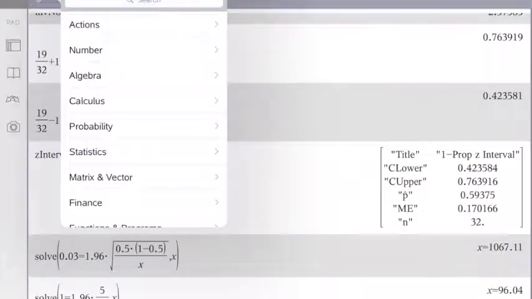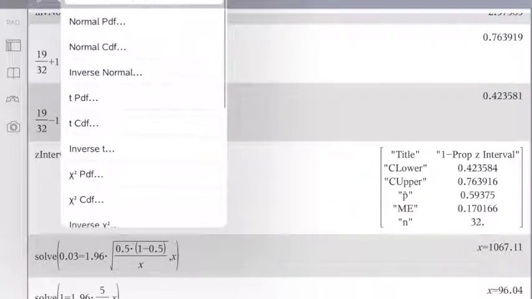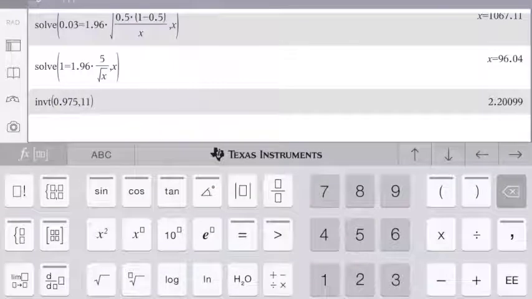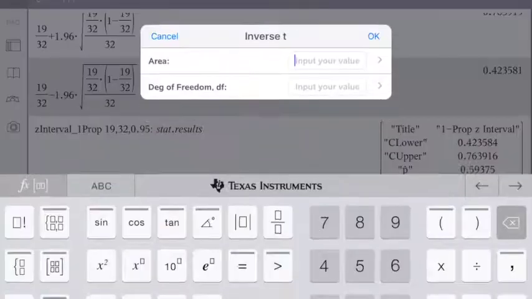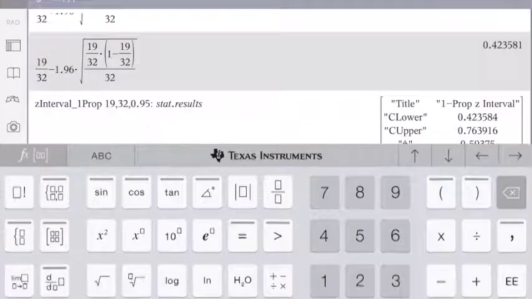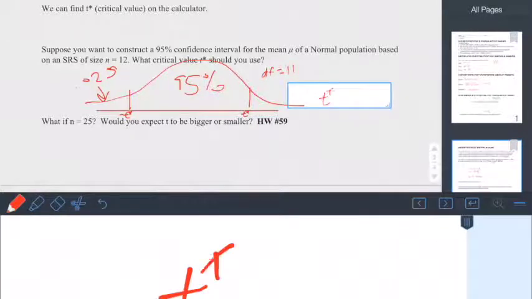So we go to menu, statistics, distributions, and then instead of inverse norm, we're going to use inverse t. So 2.2. Now, a little thing that my students liked from last year, they use this area of 0.025, realizing that the negative value would be the same as the positive value because they didn't want to do as much math and add that 0.95 and 0.025. That's perfectly fine. So t star is 2.2.